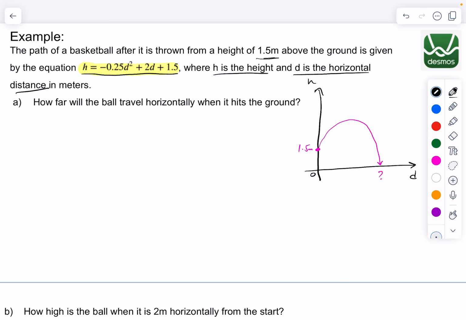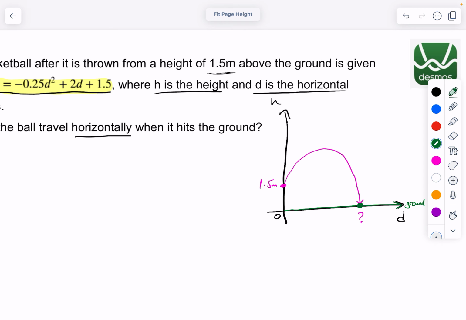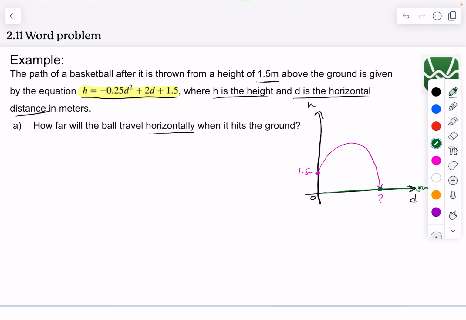Okay, so here we go. How far will the ball travel horizontally when it hits the ground? So when it hits the ground, that means that on our graph, the height is going to be 0. We can think of this as the ground, right? So there's the ground there. And so it hits the ground right there. Well, that looks to be like an x-intercept, and the height is 0. So we can go ahead and say that when it hits the ground, the h is 0.